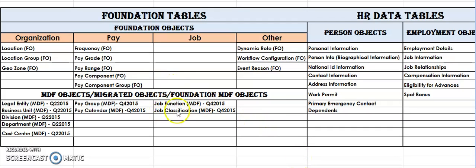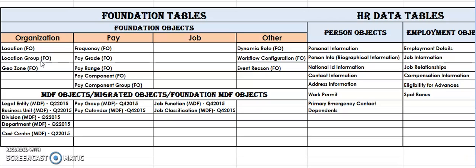In the last class, we discussed the foundation objects, the MDF objects, and HR data, that is, person objects and employment objects. We discussed what the various objects present in the foundation objects, MDF objects, person objects, and employment objects are. Today in this class, we will discuss in more depth what each object means, and we shall discuss each and every object in detail.